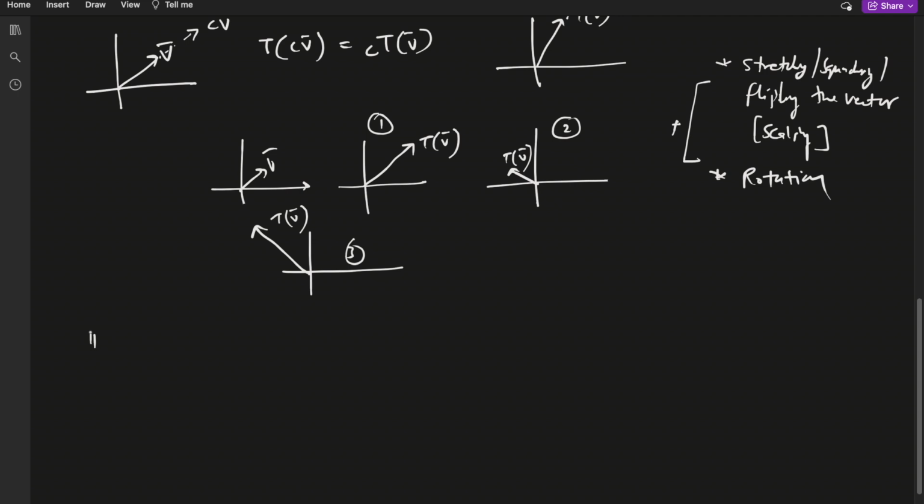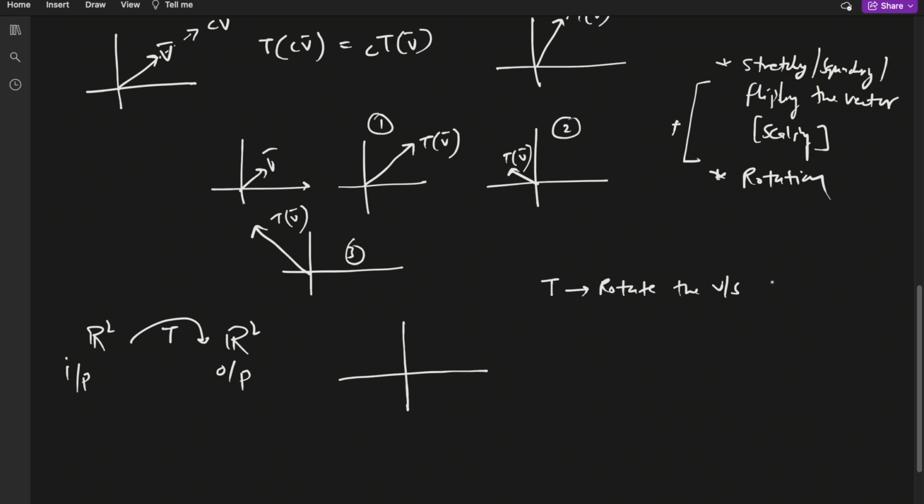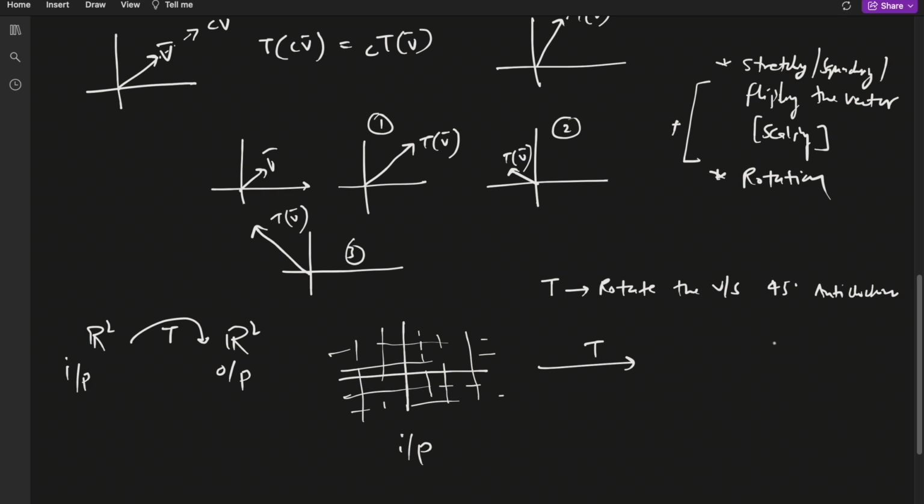So if I say that I have this input space R2, this is the input vector space R2, and I apply a transformation T, and I again get an output vector space R2, then this T is applied to the entire input vector space. So every vector gets transformed. For example, let us suppose my transformation is rotate the input vector space 45 degrees anti-clockwise. Okay, so this is my input vector space and this is my transformation T, which is saying rotate everything by 45 degrees. So my output vector space will become something like this.